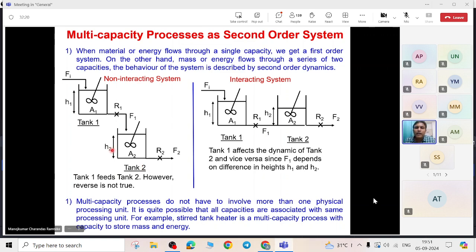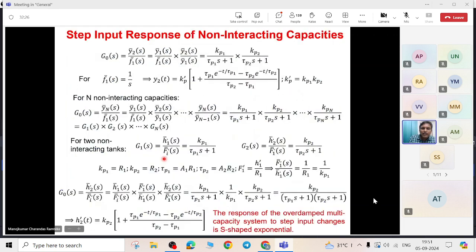And tau p2 will be A2 R2, isn't it? Correct. So same thing we have written here. So you can see that G1(s) will be H1(s) divided by Fi(s), that will be nothing but Kp1 divided by tau p1 s plus 1. Similarly, G2(s) will be H2(s) divided by F1(s), and that is given as Kp2 divided by tau p2 s plus 1. Here Kp1 is nothing but R1, and here Kp2 is nothing but R2. Similarly, tau p1 in this case is going to be A1 R1, and tau p2 will be A2 R2. This is the same thing which we have, directly writing from the derivation we have seen earlier. Do you all agree with me?